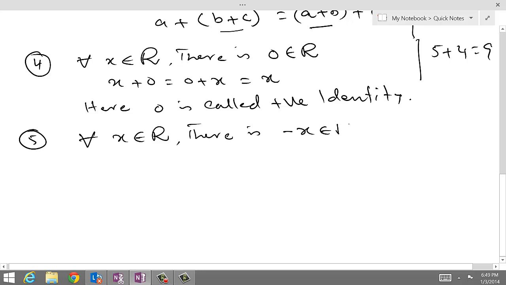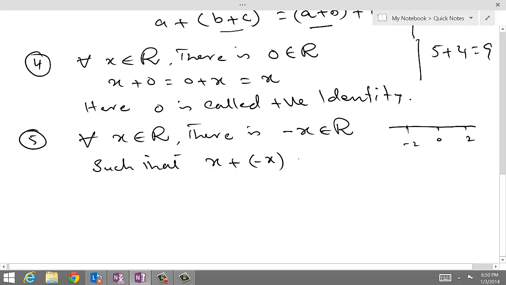And fifth, for all real numbers, for all x belonging to R, there is minus x belonging to R. For every real number there is a number on the other side of the real line. So if this is 0, for 2 there is minus 2, for 1 there is minus 1, for minus 4 there is plus 4. So for all x belonging to R there is minus x belonging to R, such that when you add both of them, x and minus x, the answer is going to be the additive identity.